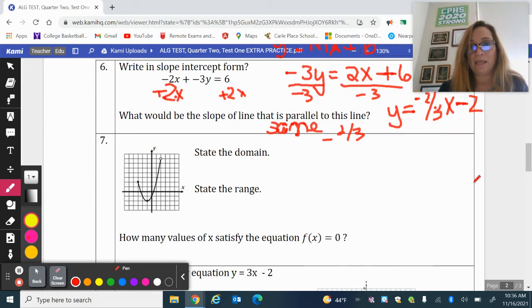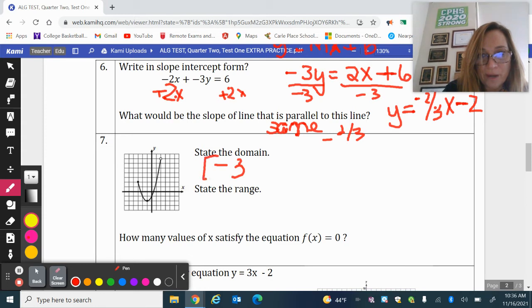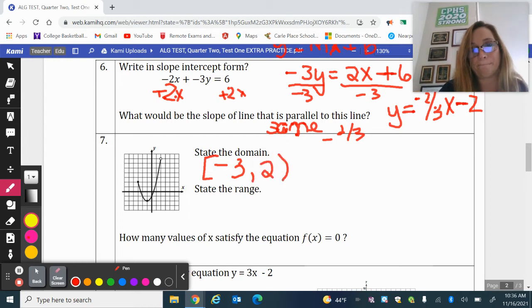Okay. State the domain. So the domain is left to right. I guess on the camera it goes backwards, so it's left to right on the camera. So I go all the way to the left, and that's -1, -2, -3. And I'm going to put a square bracket because you notice that's a closed circle. And then if I go all the way to the right, that's +2, and that's going to be an open circle. So it's going to be a curved bracket.